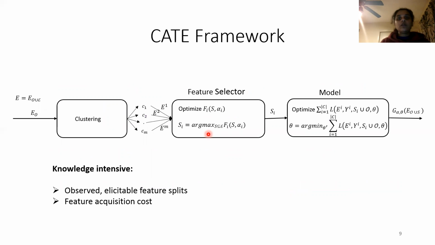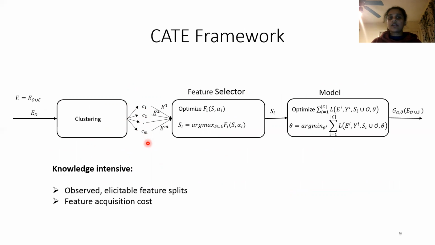Moving on to our proposed framework. We try to look at this test time feature elicitation as a two-level optimization problem. This is our framework, where the first step consists of a clustering step, which clusters the training data based on just the observed features and forms these M clusters, C1, C2 up to CM.